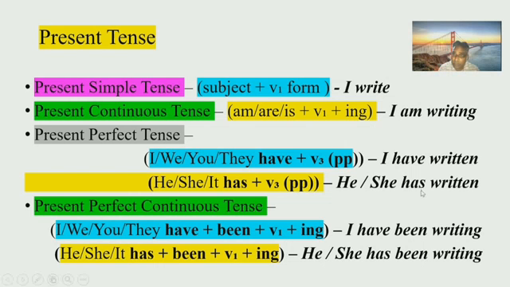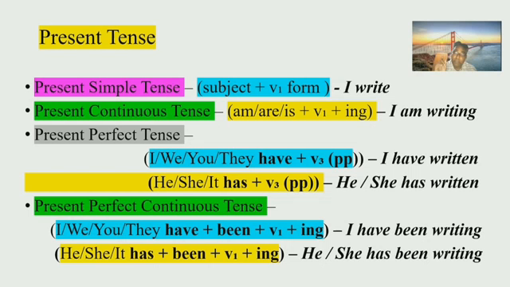So when do we use has? With he or with she or with it, we use has. That is, he has written, she has written, or sometimes we can say it has rained. We cannot say it has written. It has rained. So he has written, she has written, it has rained. Rained also is a past participle there. Rain, rained, rained. So this is the structure, how we change it when we refer to present perfect tense.